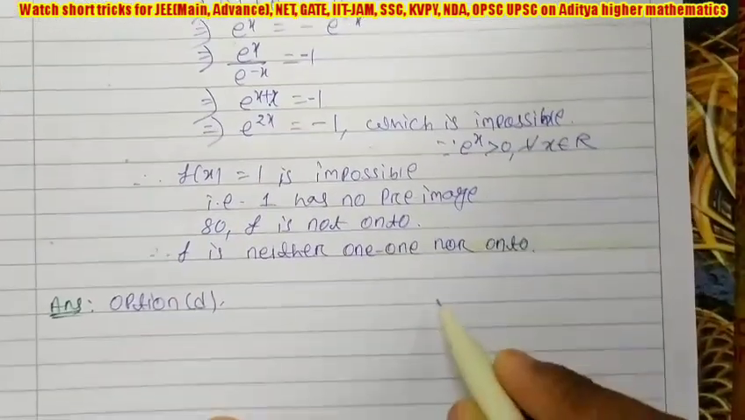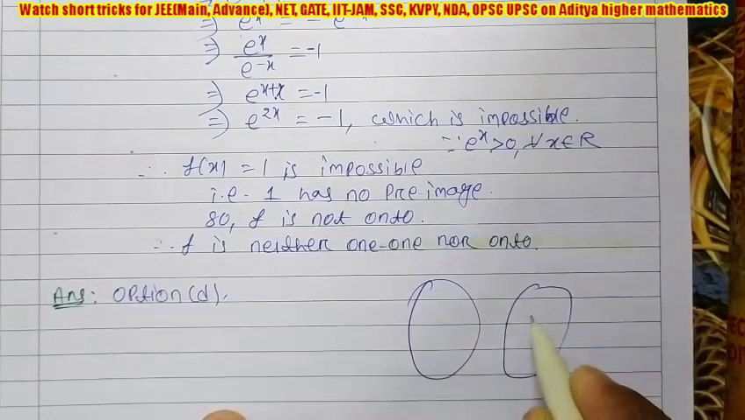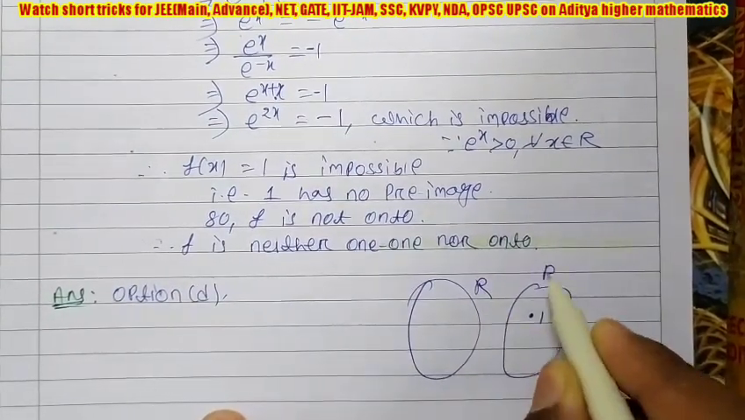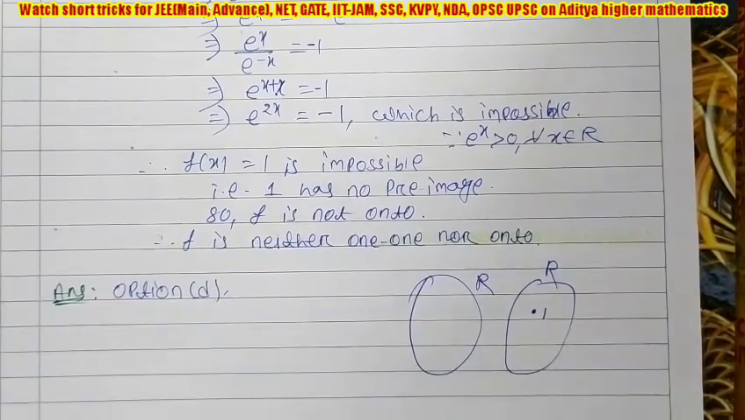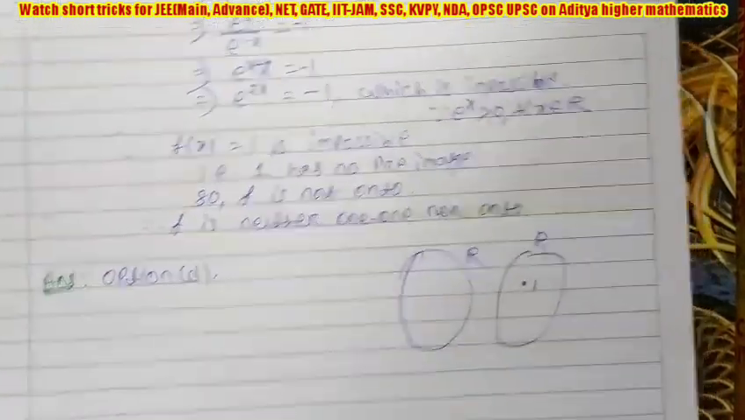That means if I take 1 in the codomain, it has no preimage. Since it has no preimage, the function is not onto. So we are getting neither one-to-one nor onto. So option D.